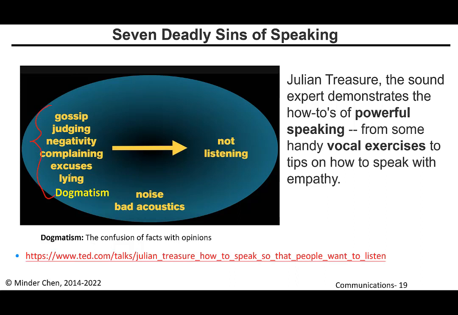Gossip. Judging, which means prejudging people, prejudging the speaker, or even your audience. Negativity, always talking about negative things. Complaining, which is similar to negativity. Finding excuses for yourself, or even lying. The last one is dogmatism.